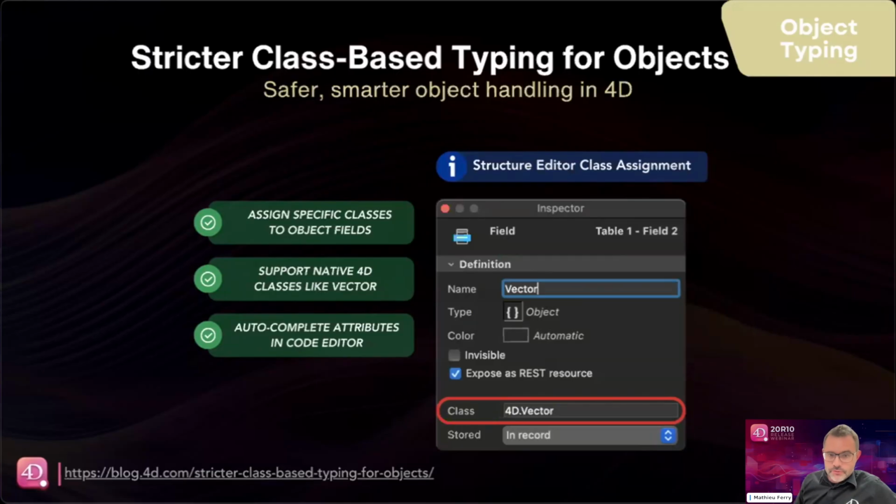It's not just for variables or functions. This also applies directly to your data model. In the structure editor, you can now assign a specific class to an object field. Just for example, you can link a field to the 4D.vector class. I don't know, for doing AI, for example. That means 4D doesn't just see it as an object. It knows it's a vector with all the associated methods and properties. From design time to runtime, everything stays consistent and type safe. And inside the editor, you get instant auto-completion based on the declared class.